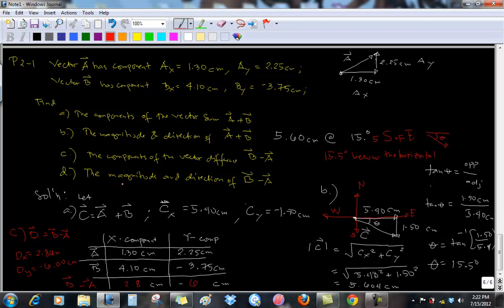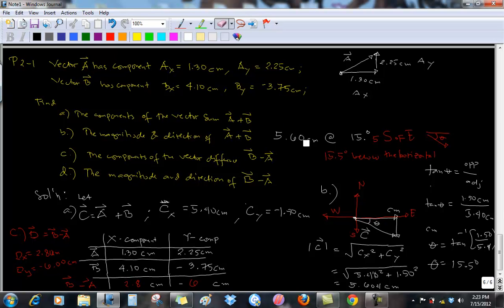For letter B, magnitude and direction. It's the same approach. For C, it was cx squared plus cy squared. Now we replace it with dx squared plus dy squared. So, what changes is just the values, instead of 5.40. So, we replace it in the sketch. Instead of 5.40 and 1.50 here, for our values, and instead of C, we call this D.